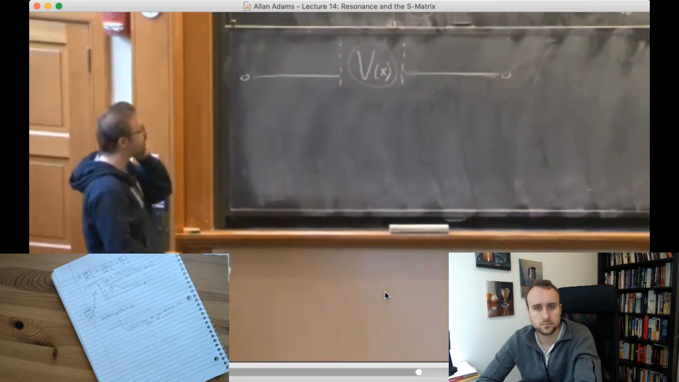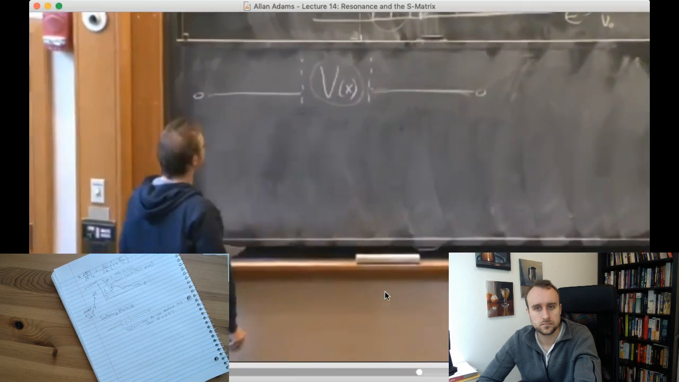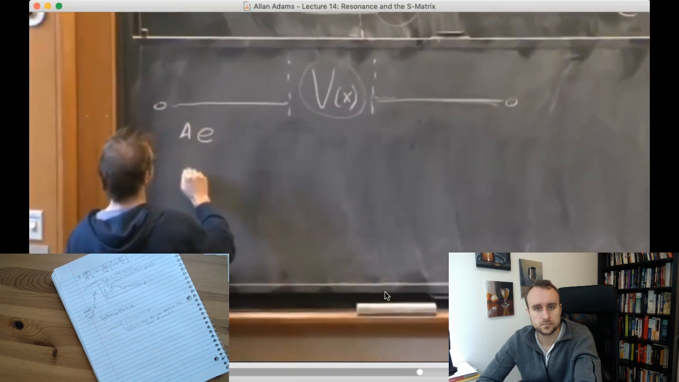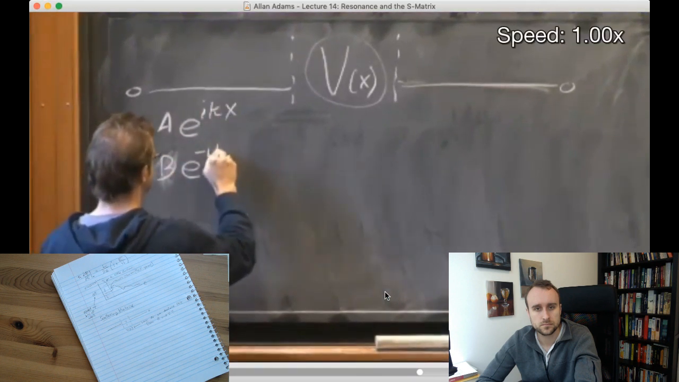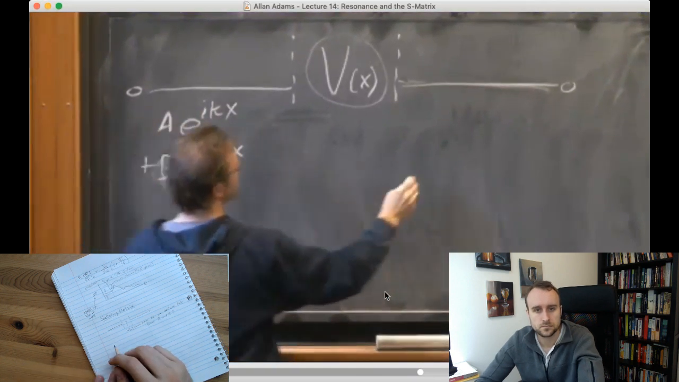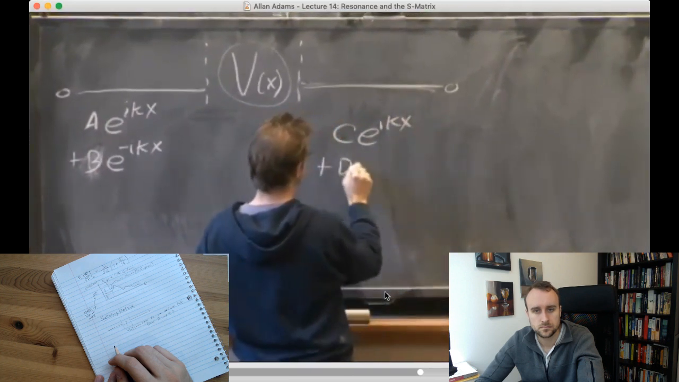And to set that up, we need to be a bit more general than we've been. So in general, if we solve this potential, as we talked about before, we have A e to the ikx and B e to the minus ikx in here, and out here we have C e to the ikx and D e to the minus ikx.